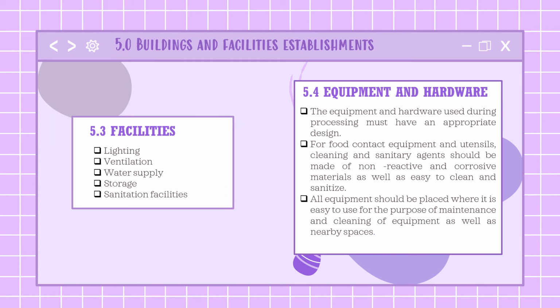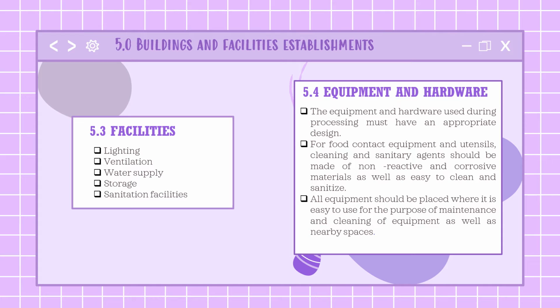5.3 Facilities. The first one is lighting. Natural or artificial lighting must be provided to operate in clean conditions. Second, ventilation. Adequate ventilation should be provided to prevent excessive heat, condensation, dirt, smoke, and vapors, and to remove polluted air and odors. The third is water supply. A safe and adequate supply of potable water, with storage, distribution, and temperature control facilities, should be provided where appropriate. Fourth, storage. Storage facilities for food products, ingredients, and non-food chemicals such as cleaning materials, lubricants, and fuels should be provided. And the last one is sanitation facilities. Sanitary facilities for employees should be adequate and usable in the operating area, well designed and maintained at all times.